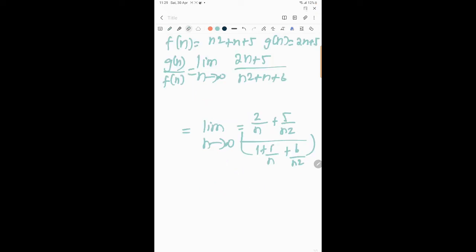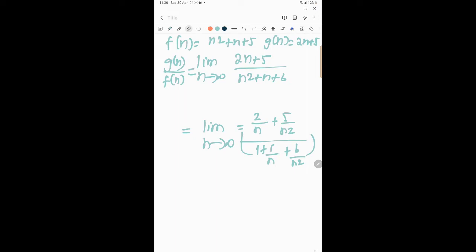So for example, let us take two different functions, f of n and g of n. F of n would be n square plus n plus 5 and g of n would be 2n plus 5. Now to find the order of growth, we divide g of n by f of n, and take the limit as n tends to infinity of 2n plus 5 by n square plus n plus 6. Let us divide the complete expression by the highest growing term, n square. Dividing gives 2 by n plus 5 by n square in the numerator, and 1 plus 1 by n plus 6 by n square in the denominator.